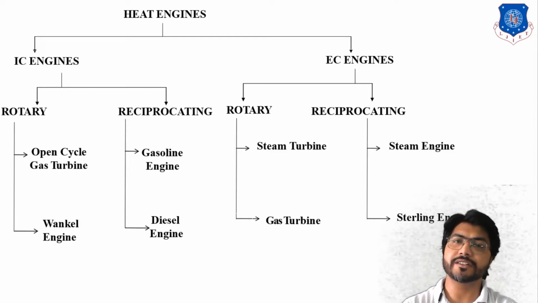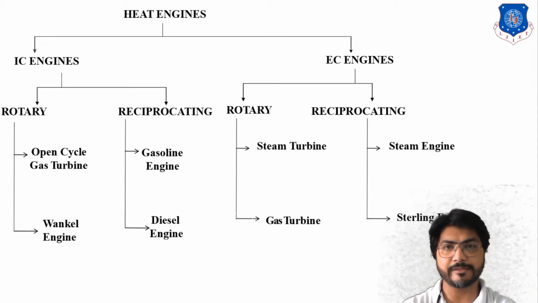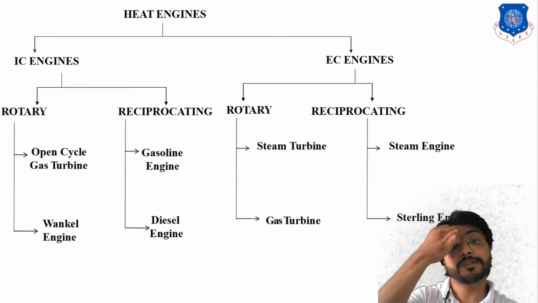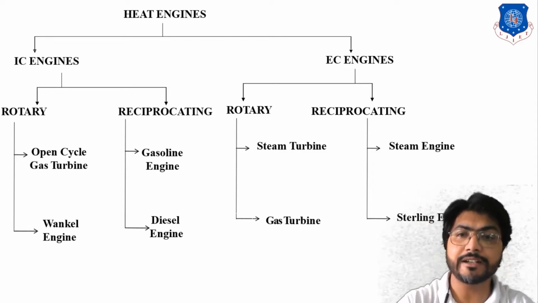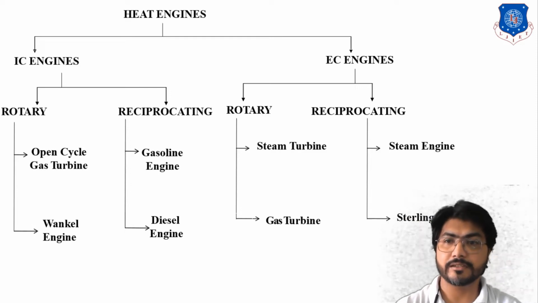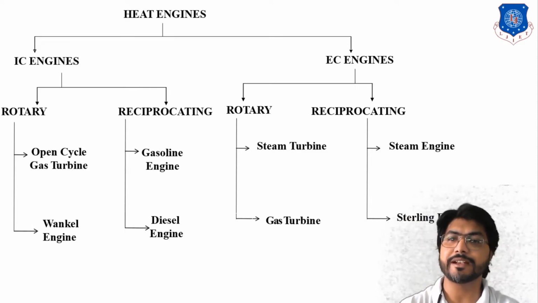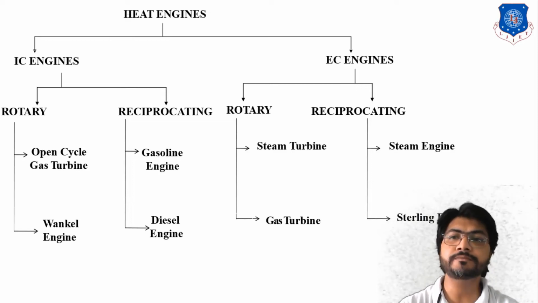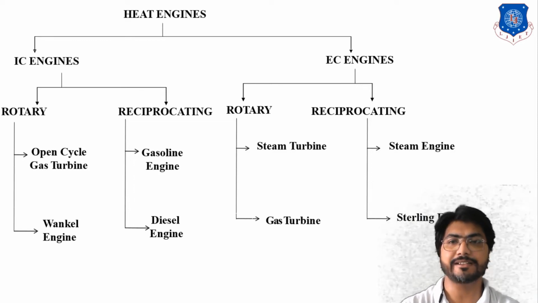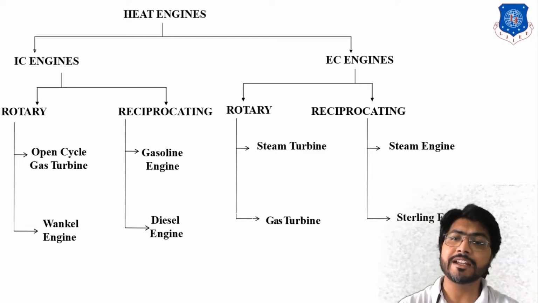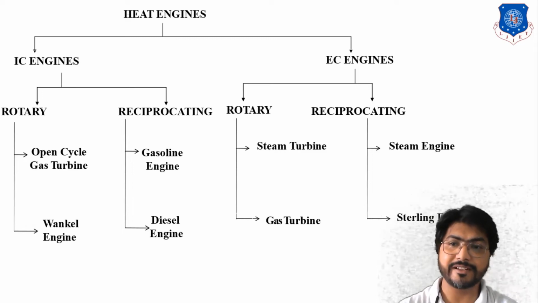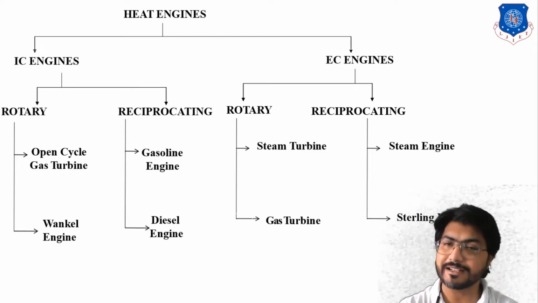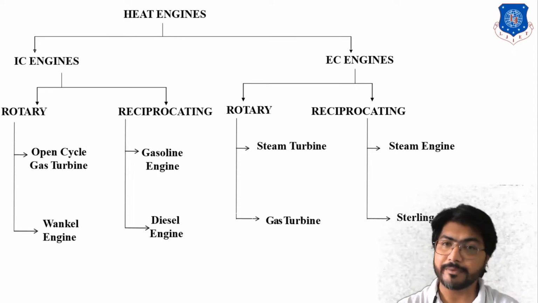The IC engine is further of two types, rotary and reciprocating engine. Rotary engine means the shaft rotates and completes the cycle. The open cycle gas turbine is a rotary IC engine, and the Wankel engine is also a rotary IC engine. We will discuss the Wankel engine and the open cycle gas turbine engine in detail in the upcoming semesters.